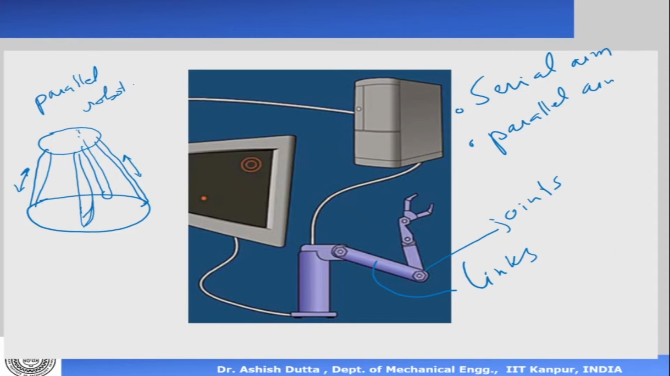The top plate can still be positioned. So I can put an end effector here, and it can still move. But both the ends, you can see the base and the top, are fixed. So this is a parallel robot.